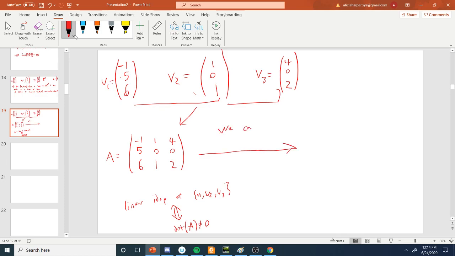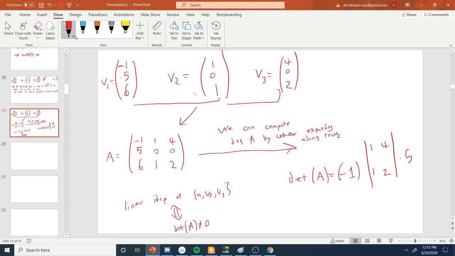So we can compute det A by cofactor expanding along row 2. And if we do that, then we find that the determinant of A is going to be equal to -1 times the determinant of 1, 4, 1, 2, and then multiplied by 5. And so this will be -1 times -2 times 5, which will all be equal to 10. So since the determinant of this doesn't vanish, this shows that these three vectors are linearly independent.